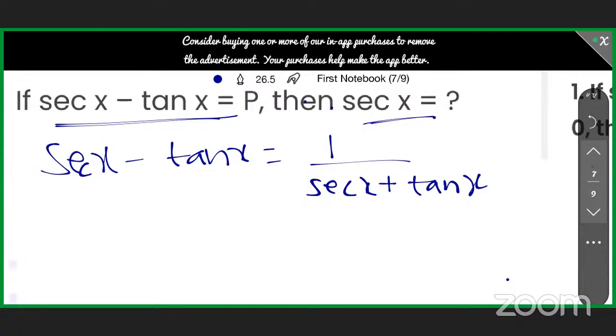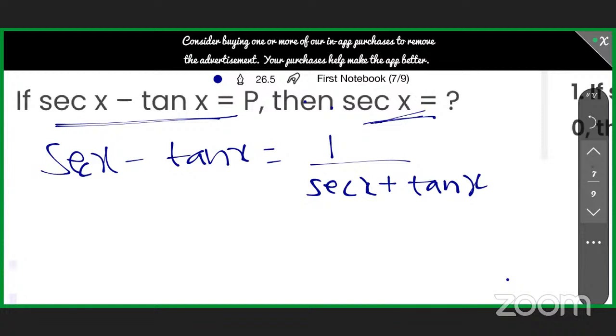What you could do is find the value for secant x minus tan x and find the value for secant x plus tan x and add those equations. I'm giving you one more hint now. First you find the value for secant x minus tan x. Already it is given. Next step, you find the value for secant x plus tan x. You get two equations, then add those two equations and simplify. You will get 1 by p, but I want the value of secant x.